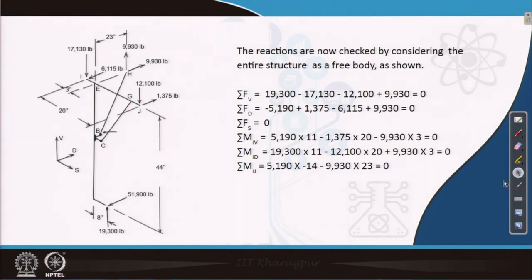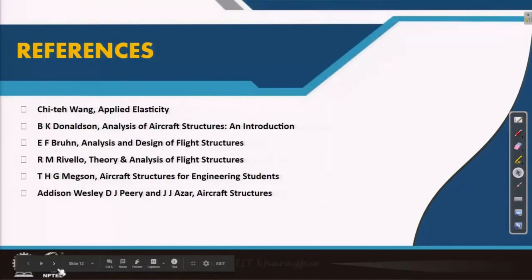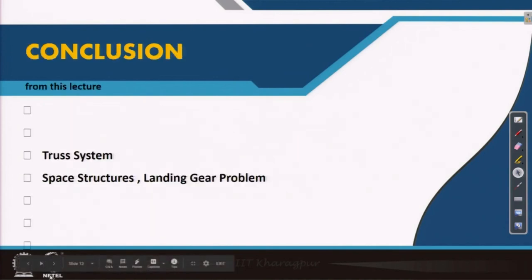With this solution of the landing gear problem, two examples, we cover the landing gear solutions and we will move forward to the next lecture. In this lecture, what we have learned is how to solve the landing gear problems, considering that as a space structure.